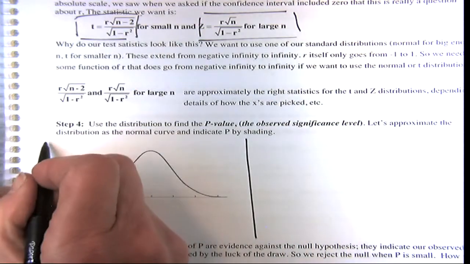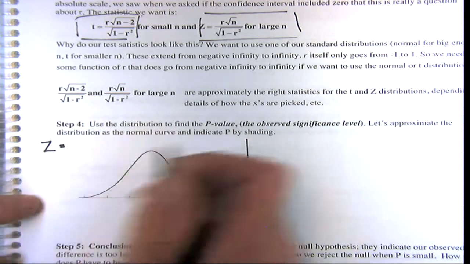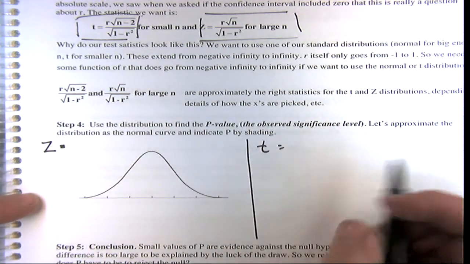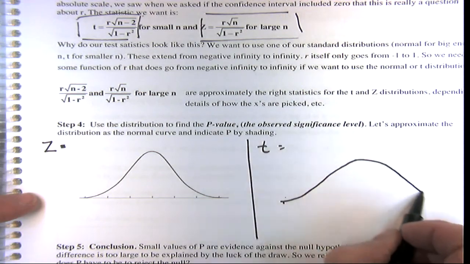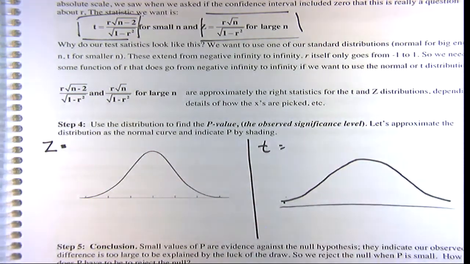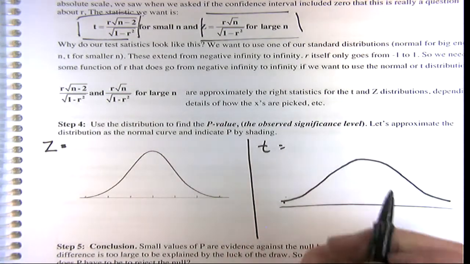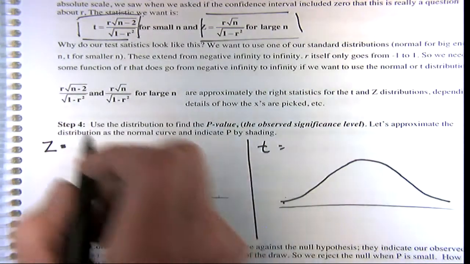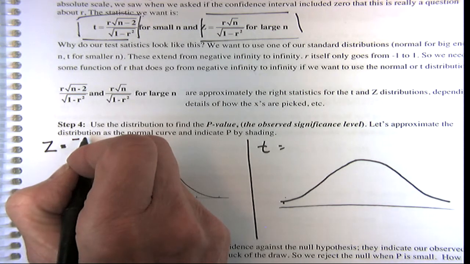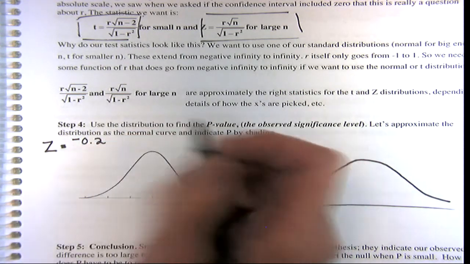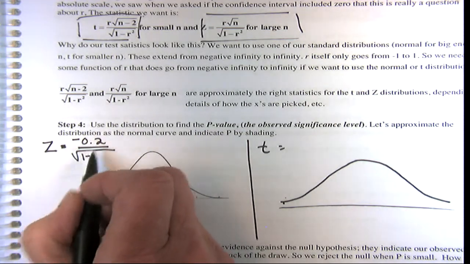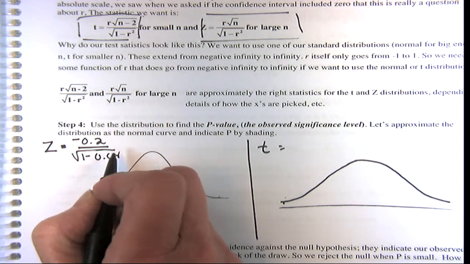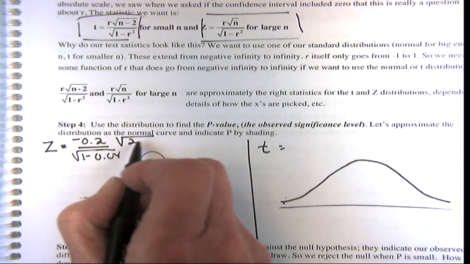So we're going to use our z-statistic, and here we'll do a t-statistic, all right? And here will be our t-curve. It's hard for me to draw it a little fatter in the tails, but that's our t-curve. Okay, so for the normal curve, we can start with that and just look at this, and what are we going to do? It's going to be negative 0.2 over the square root of 1 minus that squared, which is 0.04, times the square root of 25.